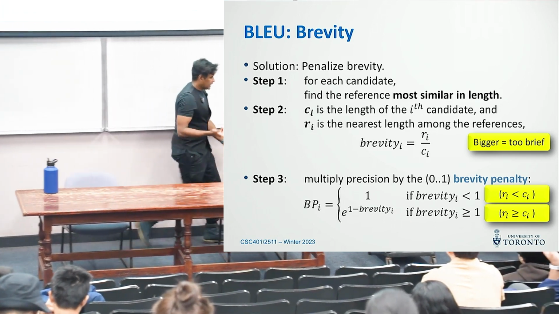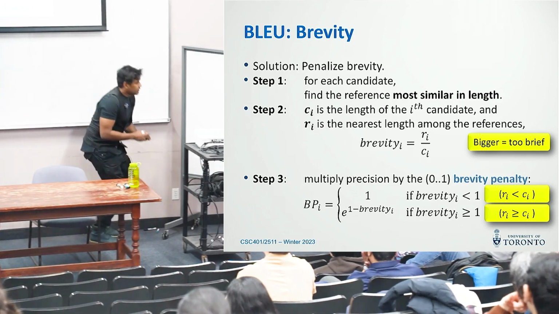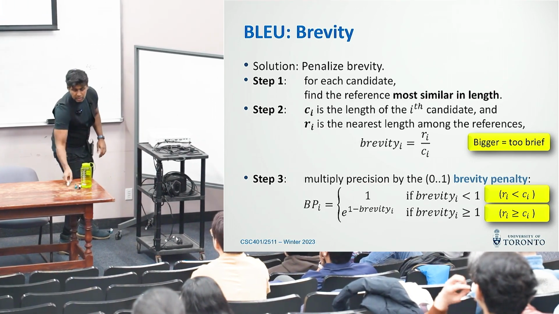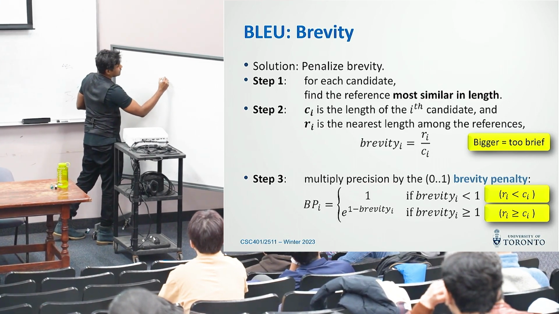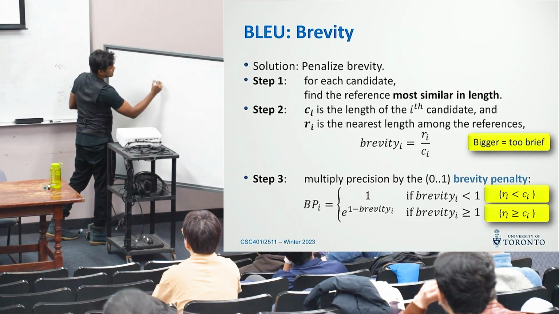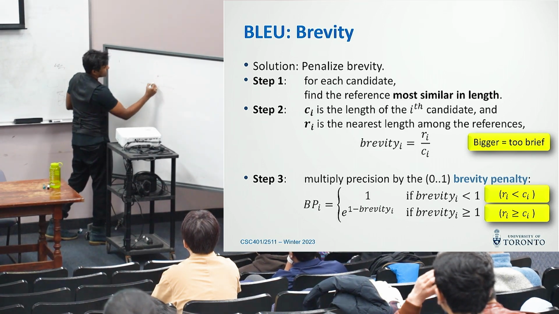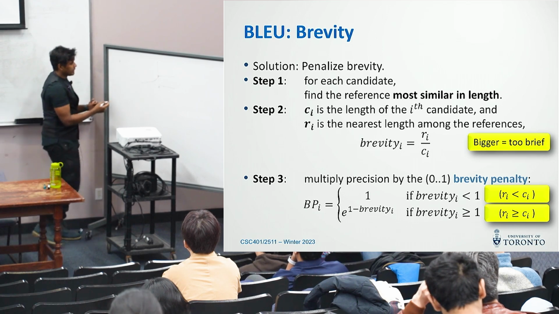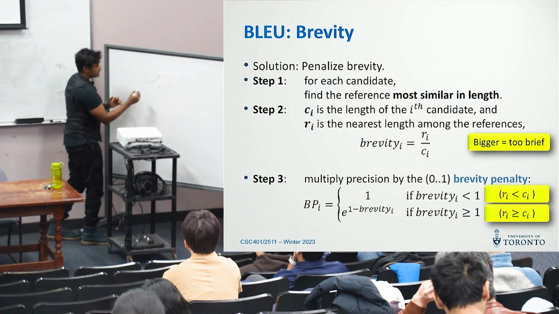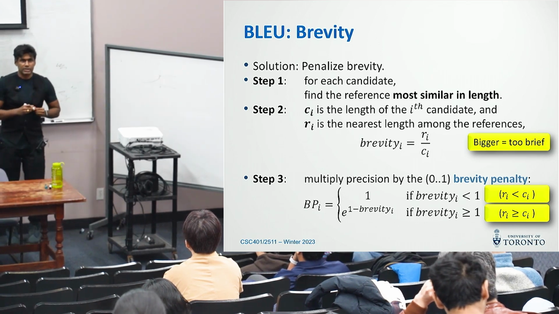So if you think about it in a graphical way, this is the mark, something like this. So this is the brevity value. As it keeps getting shorter, the penalty you're getting is multiplied by a smaller fraction, okay?